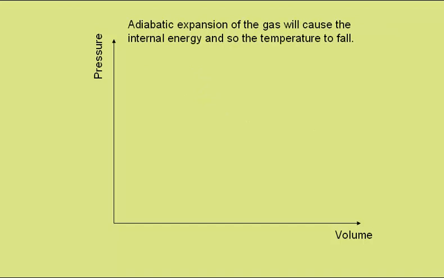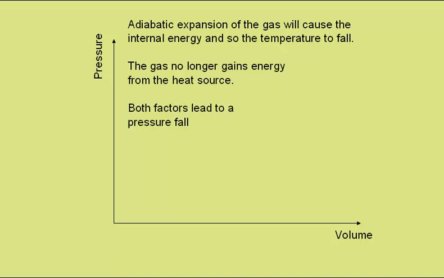Next, adiabatic expansion of the gas will cause the internal energy, and so the temperature of the gas, to fall. The gas no longer gains energy from the heat source. Both these factors lead to a fall in pressure, giving a line something like this. We now have a large drop in pressure for quite a small increase in volume.